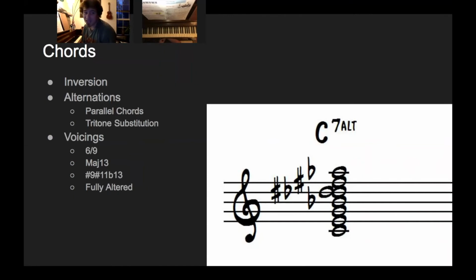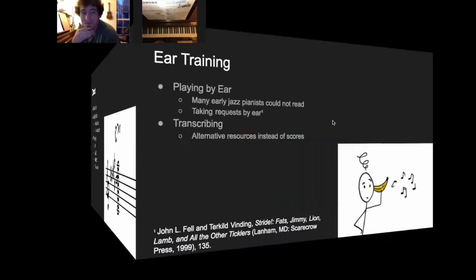Voicings, you got 6/9s, major 13s. We play a lot of the extensions of the chords and talk about how to spread them throughout the piano. It's one of my favorite chords, the C7 alter. And that's another skill jazz pianists have to pick up on.